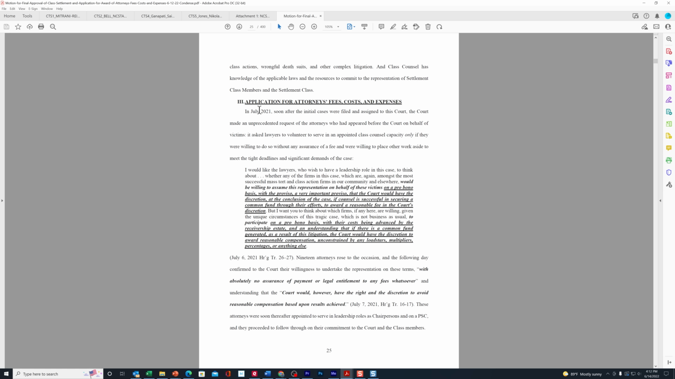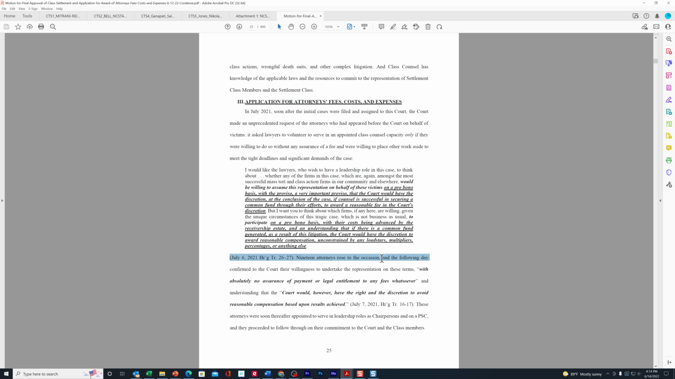Okay, now back in July, the judge fired a shot across the bow of the attorneys. He says, I want the lawyers who wish to have a leadership role in the case to think about whether any of the firms in this case, and they're amongst the most successful mass tort class action firms in our community, would they be, here it is right here, would they be willing to assume this representation on behalf of these victims on a pro bono basis? With the provision that the court would have the discretion at the conclusion of the case, if counsel is successful in securing a common fund through their efforts, to award a reasonable fee in the court's discretion.